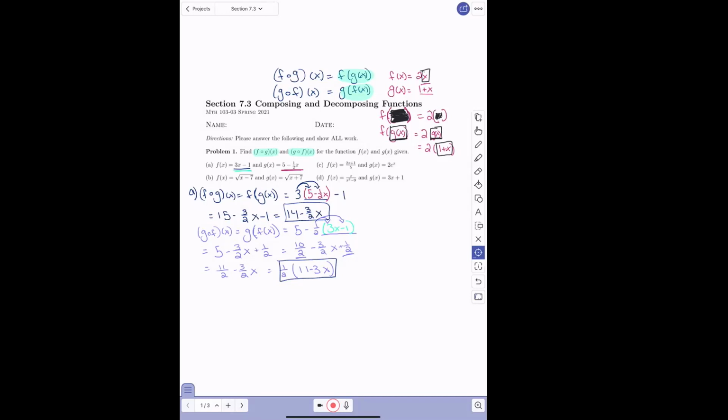Okay. Then we'll go ahead and move on to problem B. So we have to find f of g of x. So I write out my f of x, which is the square root of x minus 7. And my x value is the square root of x plus 7. So I'm not going to go ahead and simplify that. That's your final answer for that one.